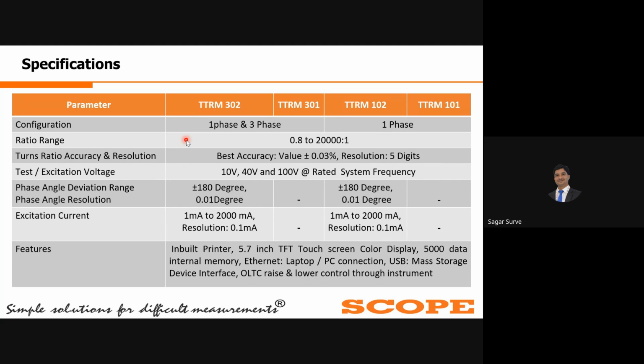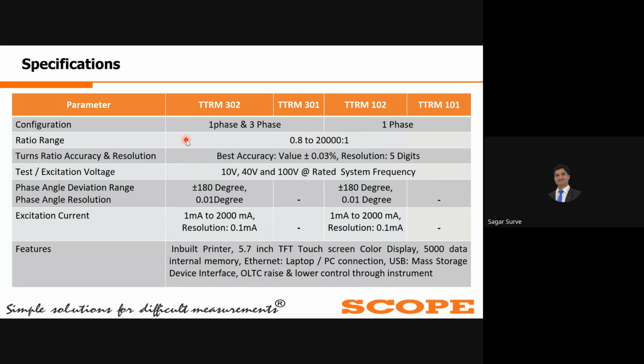And now finally, we'll have a glance at the specifications of our offered instruments, that is TTRM 302, 301, 102, and 101. With this table, we can see all the specifications of the four models at a single glance. Coming to the configuration, 302 and 301 can test both single phase and three phase windings, while 101 and 102 can test single phase transformers only.